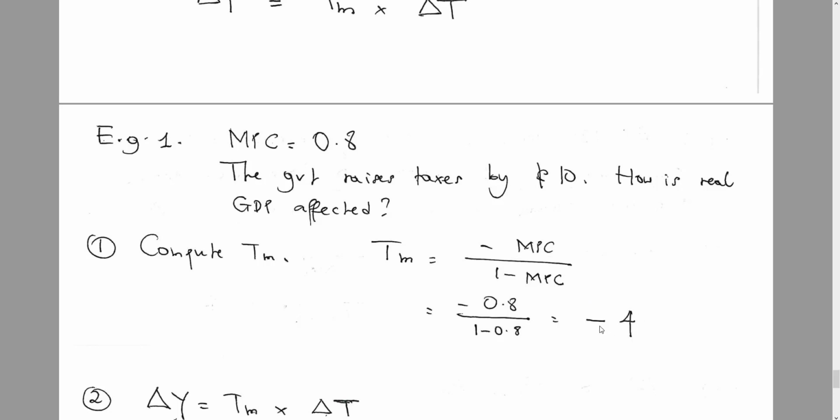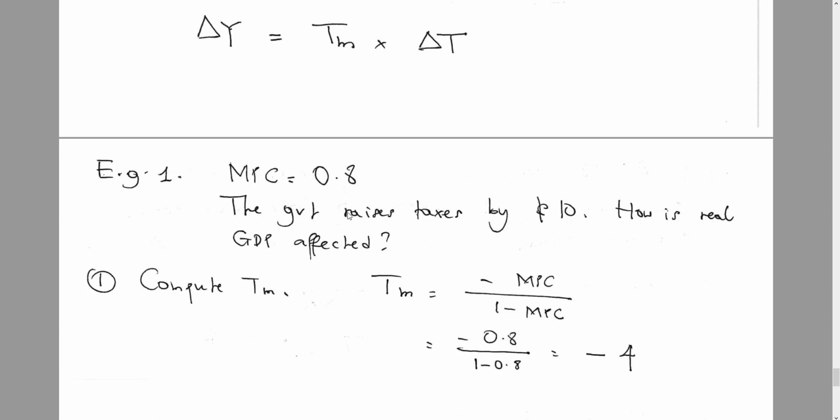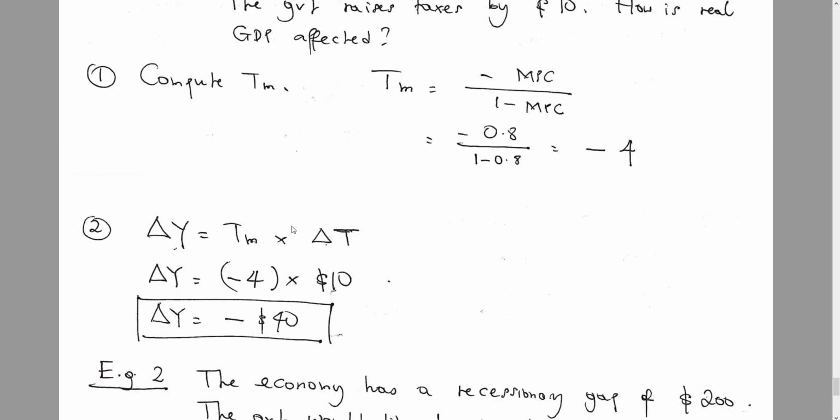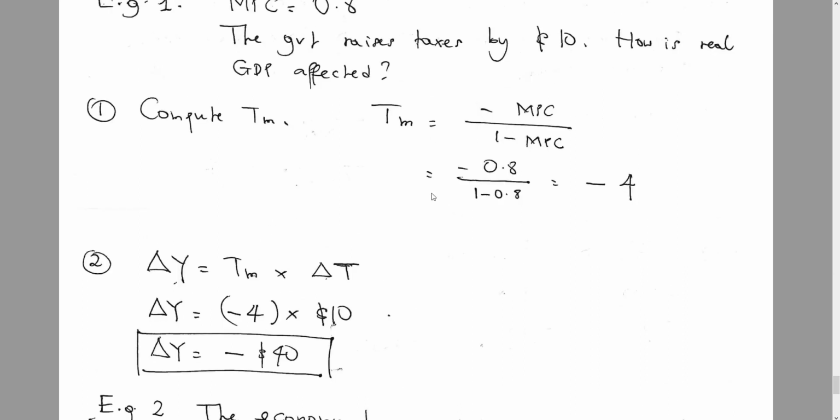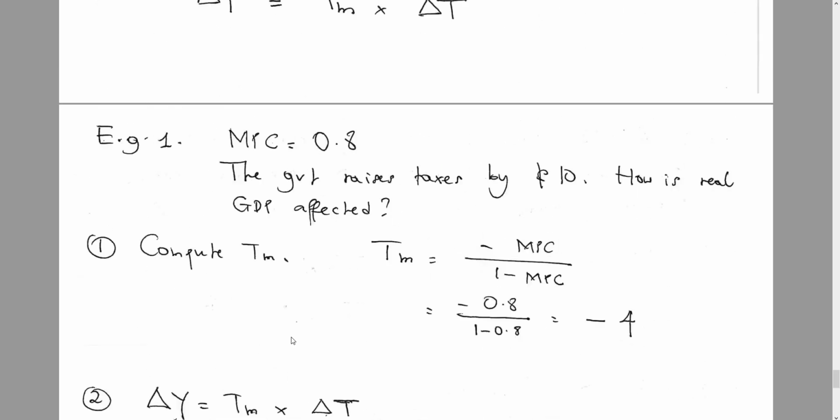Any increase in taxes by $1 will cause the real GDP to fall by $4. Then we said the government raises taxes by $10, so we just plug it in that formula that I gave you. It's going to be negative 4 times 10. So real GDP ends up falling by $40 if taxes increase by $10. So that was the first example.